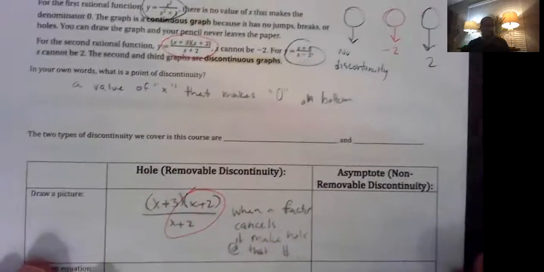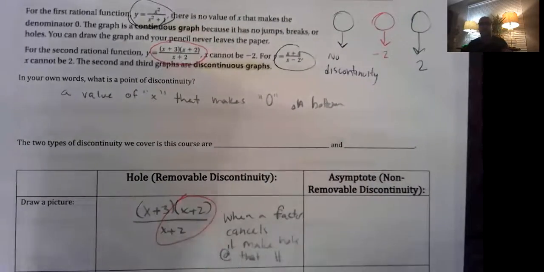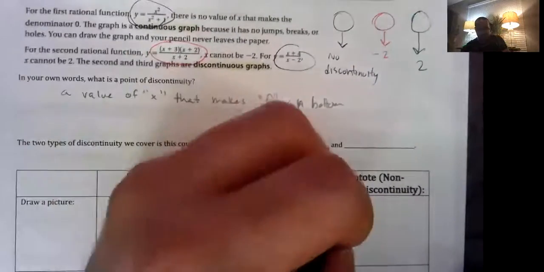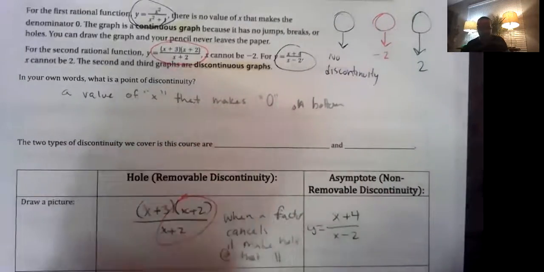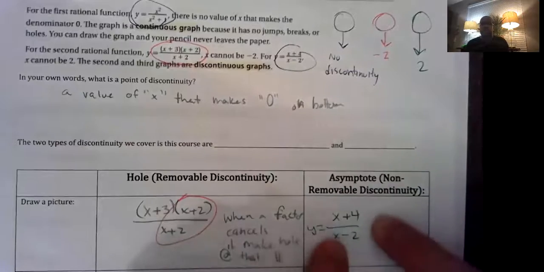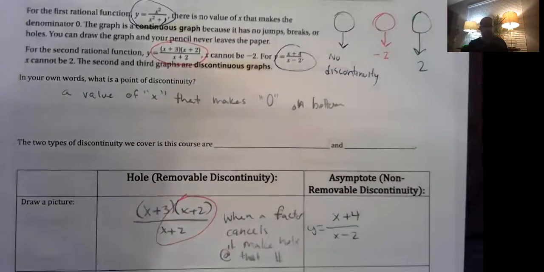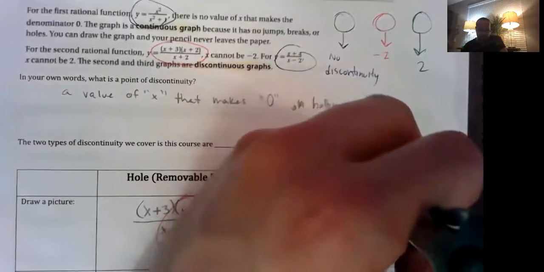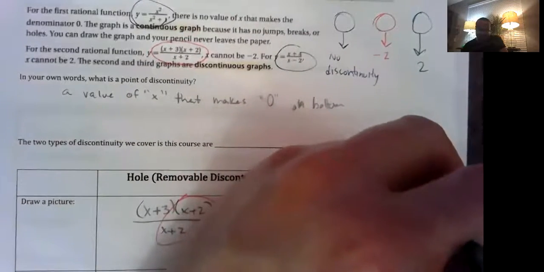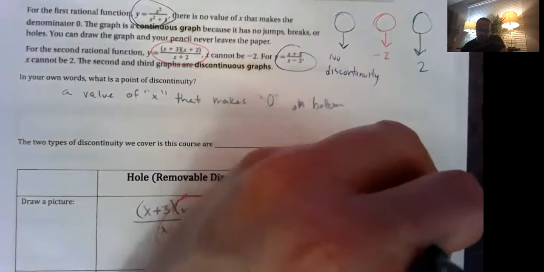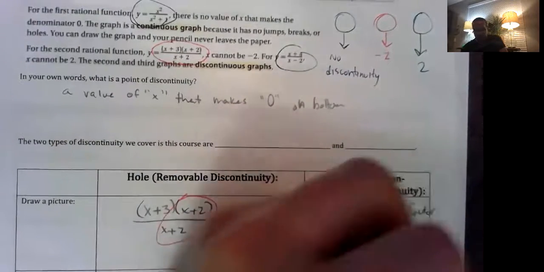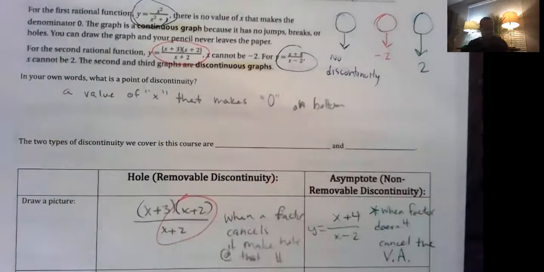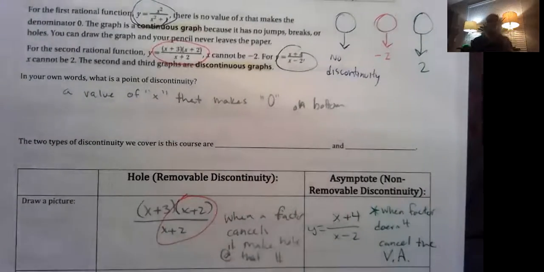Asymptote. Again, what an asymptote is here. Let's just write it down. So the equation was x + 4 over x - 2. My question is, is that really the same as this one? Do I see an x - 2 on top and bottom? The answer is no. And so when the factor doesn't cancel, then we have a vertical asymptote right there. Okay, we have a vertical asymptote.